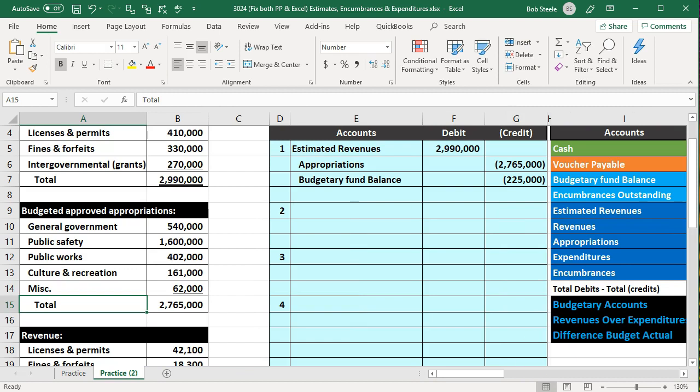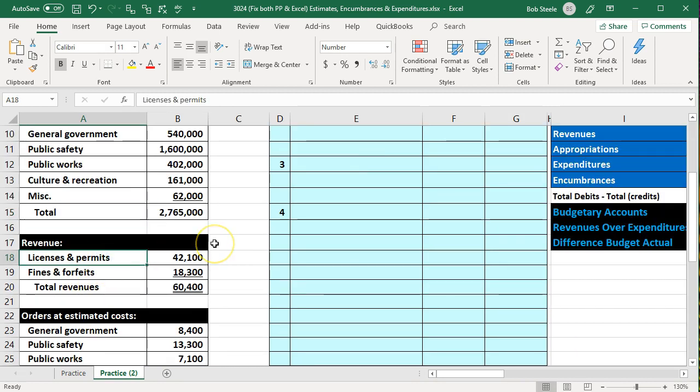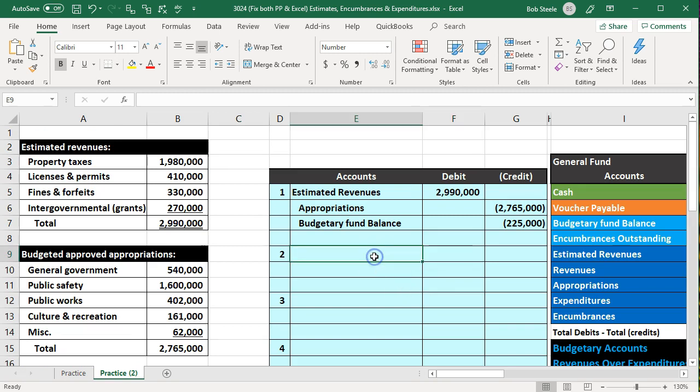Next item, we've got revenues in the form of license and permits and fine and forfeiture. So this is going to be revenue to the government. We're going to say that the cash was received for these items. So if cash was received, we could say, well, that's going to be easy. We're just going to debit cash. That's going to be our starting point. That's nice. So we'll start up top and say cash is going up with a debit.